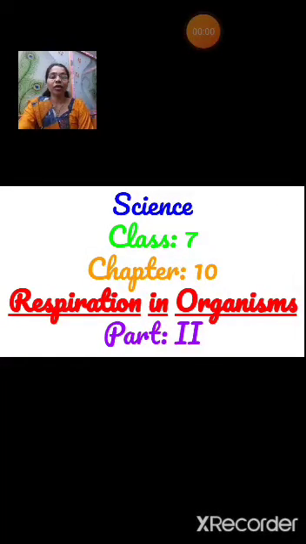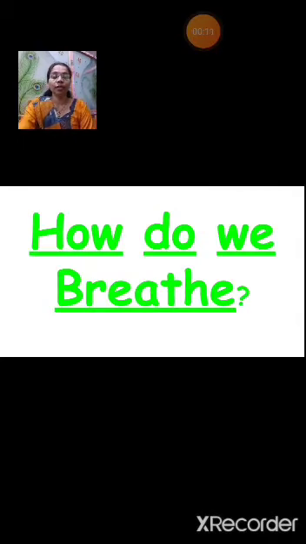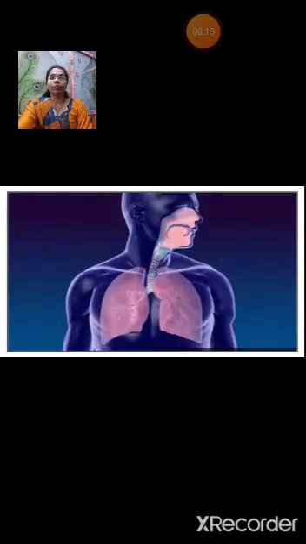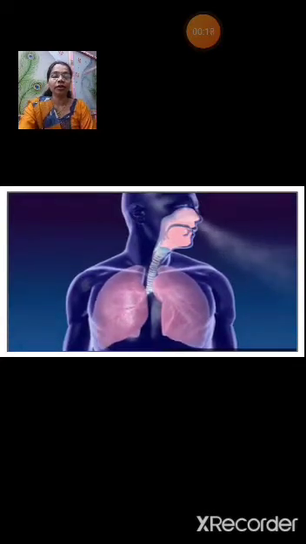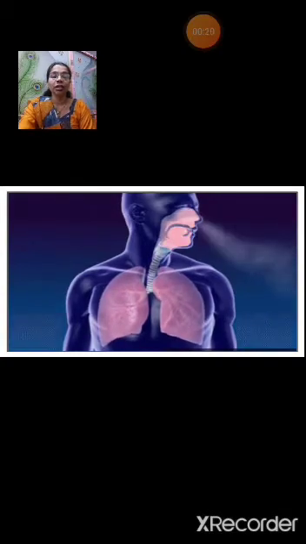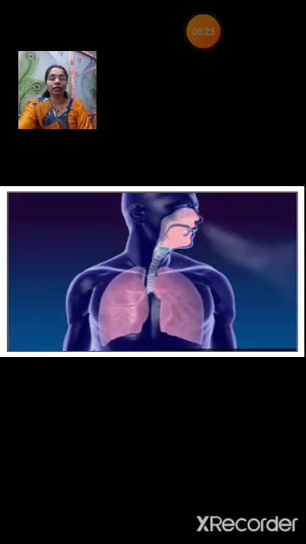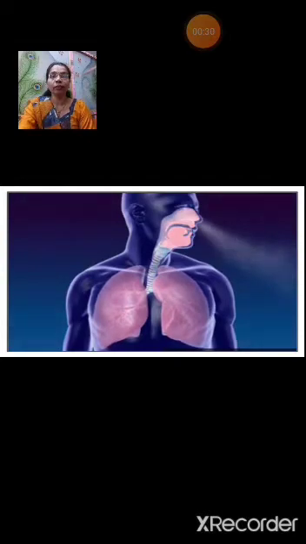Today we are going to study the second part of this chapter, respiration in organisms. Our question is, how do we breathe? Normally, we take in air through our nostrils. It passes into the nasal cavity. You can see on the screen that the air enters through our nostrils and passes from the nasal cavity. It enters the windpipe and reaches our lungs.